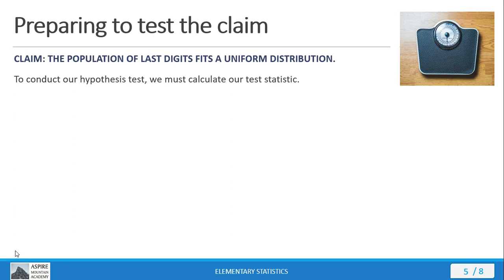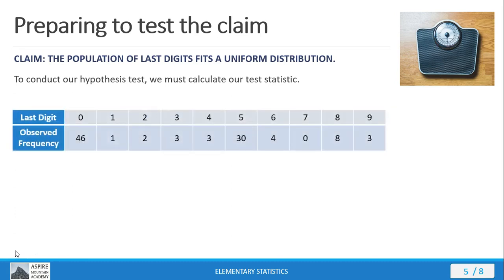Doing this the old school way, we typically run through a table. What we do is set up columns for each of the different categories, so one column for each of the last digits. And then we list the frequencies of how often we've observed each of those last digits in our data set.